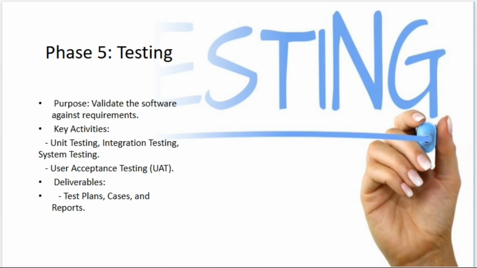They start validating the software against our user requirements. So what key activities are they doing? They are mainly doing unit testing, integration testing, and system testing. Once everything is finished, they do user acceptance testing. This is what we can call alpha level testing.